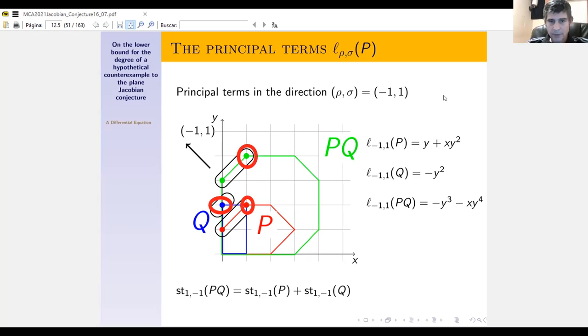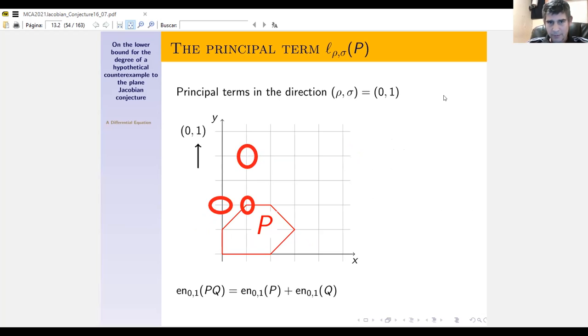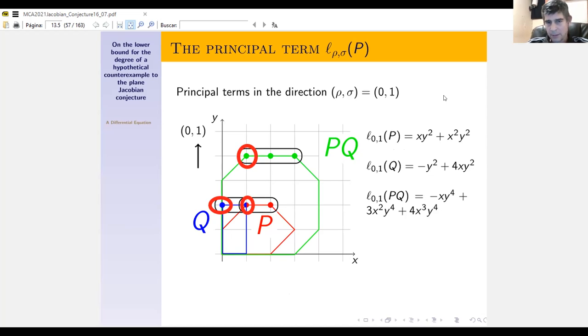And if we take another direction, for example, the direction (0, 1), then it is well behaved with the principal terms. And here the points that were the starting points are now the endpoints for the direction (0, 1). If you travel anti-clockwise, the first point of PQ that you find is this one, and the last point is the endpoint. So the product is also well behaved with the endpoints corresponding to one direction. So these are the main ideas that we need, which are very basic geometric ideas.